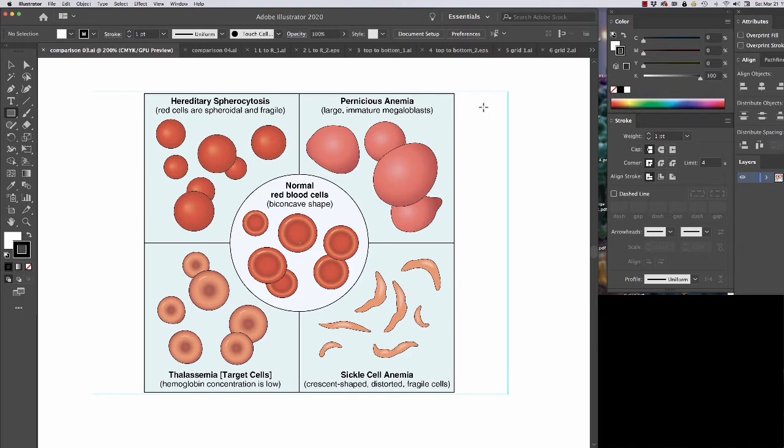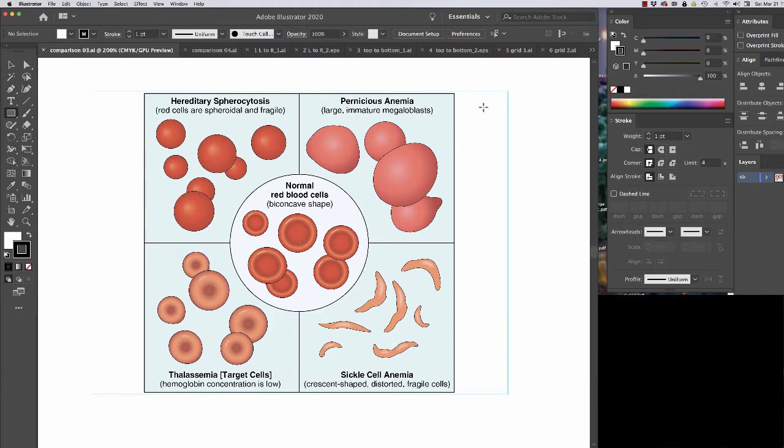Here's another example of a comparison illustration, and I particularly like this one because it allows you to compare many different things at the same time. The previous example, we were comparing just 3 different conditions of the testis. Your cell illustrations that you've created are comparing just 2 different cell types at a given time. But this was kind of a challenging assignment because I was asked to create a comparison between the shape and structure of normal red blood cells and the shape and structure of red blood cells in 4 different medical conditions.